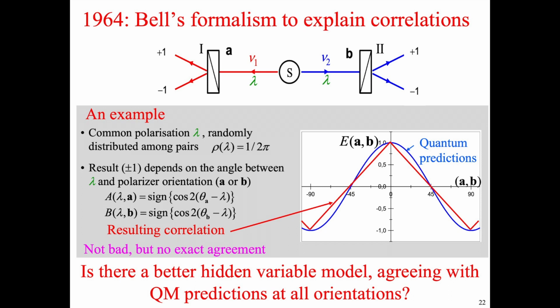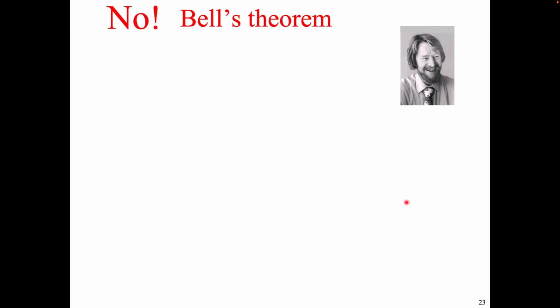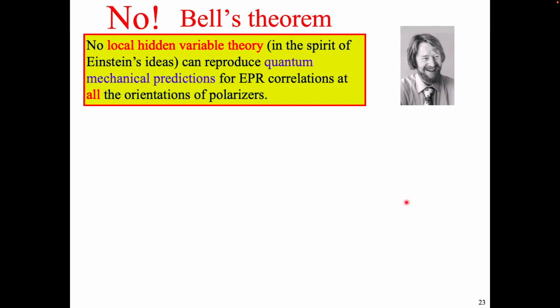And so you may think that with a little more sophistication, you are going to be able to find a model agreeing with the quantum mechanical prediction at all orientations. And Bell's theorem just says no, it is not possible. So Bell's theorem: no local hidden variable theory in the spirit of Einstein's idea can reproduce the quantum mechanical prediction for EPR correlation at all orientations of the polarizers.